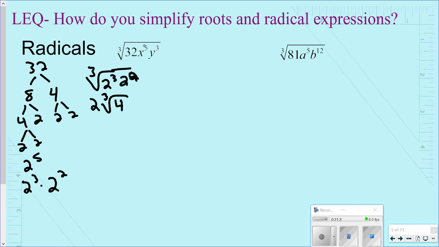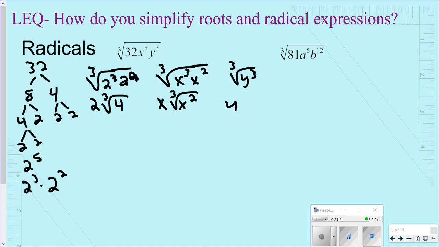Now I'm ready to do the same thing with the x to the 5th, break that down. Remember, I'm trying to break it down into numbers that evenly divide by 3. So I'm doing x cubed times x squared. And 3 plus 2 does add to 5. So I'm able to take the cube root of x cubed and get x, and I'm left with the cubed root of x squared. Lastly, the y cubed. Actually, I don't need to break that down because 3 does divide by 3 evenly. So when I take the cubed root of y cubed, I'm simply getting y.